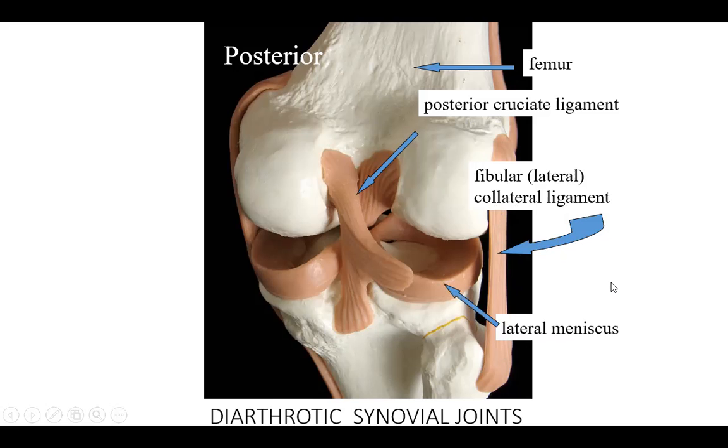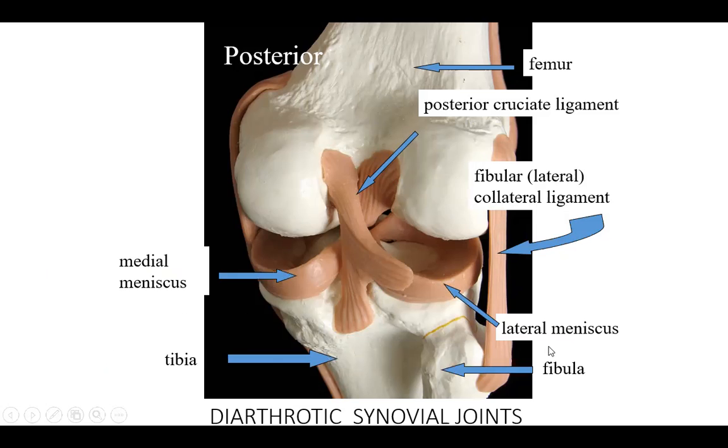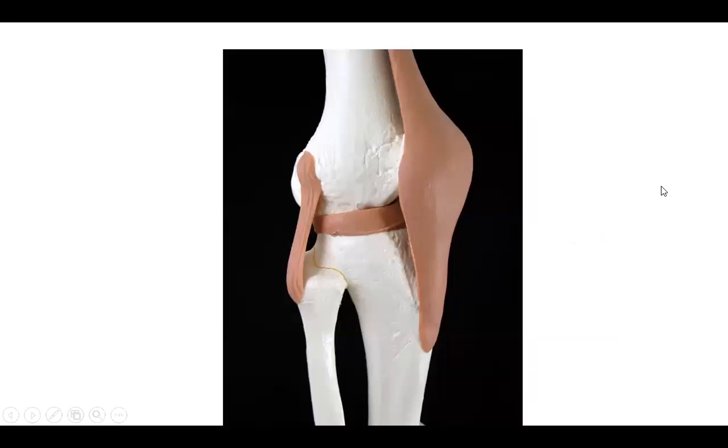There is our lateral meniscus. There's our fibula. Remember, this is the lateral condyle. There's our tibia right there. Medial meniscus, and lateral meniscus. And there is the medial collateral ligament. You have a lateral, you've got to have a medial, because you've got one on each side. Here we see the lateral collateral ligament.